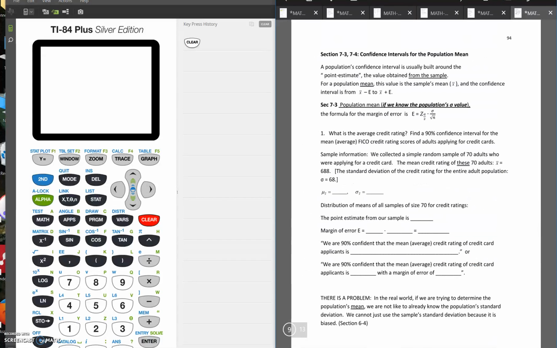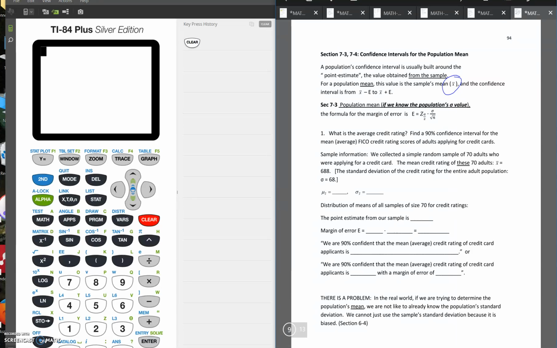Okay, now that we've talked about confidence intervals for proportions, we're going to talk about confidence intervals for means. So a population's confidence interval is usually built around the point estimate. That's what's obtained from the sample. For the population mean, the sample mean, which remember is x bar, and the confidence level will be from x bar minus E to x bar plus E, and we'll talk about how to find E, and we'll also be able to use this doing our calculator.